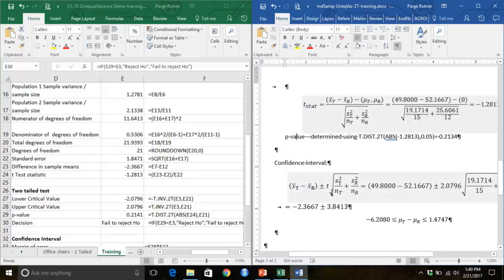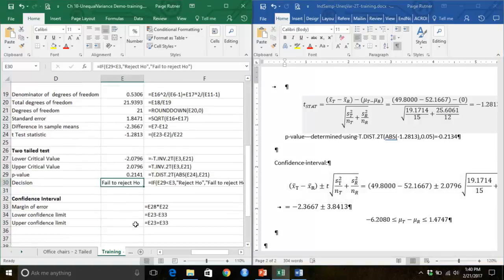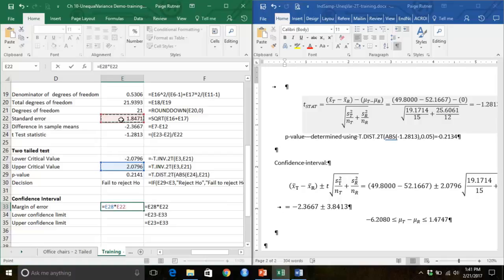Good news is all the pieces again are already computed for us, so it's just a matter of putting them together. So for my margin of error, I can compute that by taking my critical value of 2.0796, multiplying by my standard error, and that gives me a margin of error of 3.8413. And then my lower confidence limit is going to be the difference between sample means minus margin of error. My upper confidence limit is going to be the difference in sample means plus margin of error.